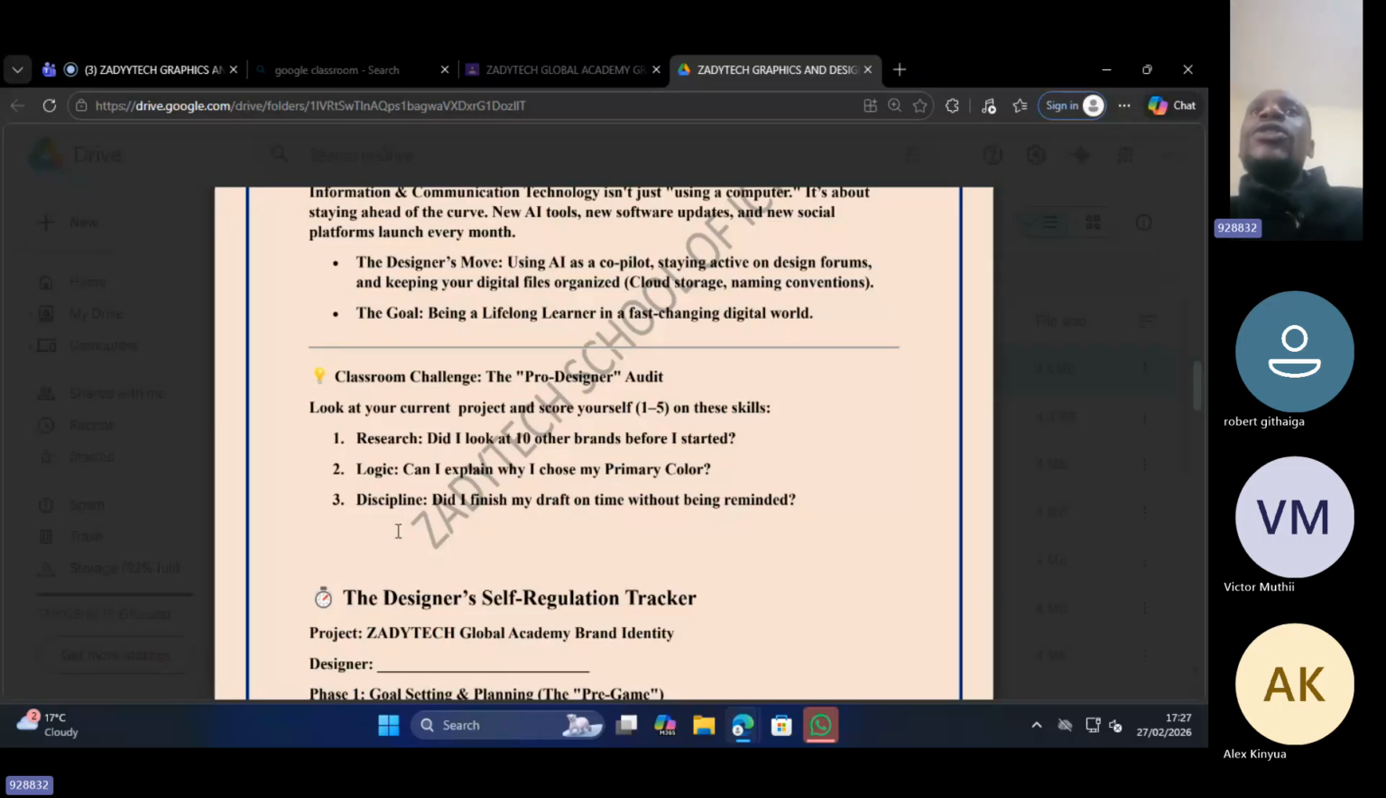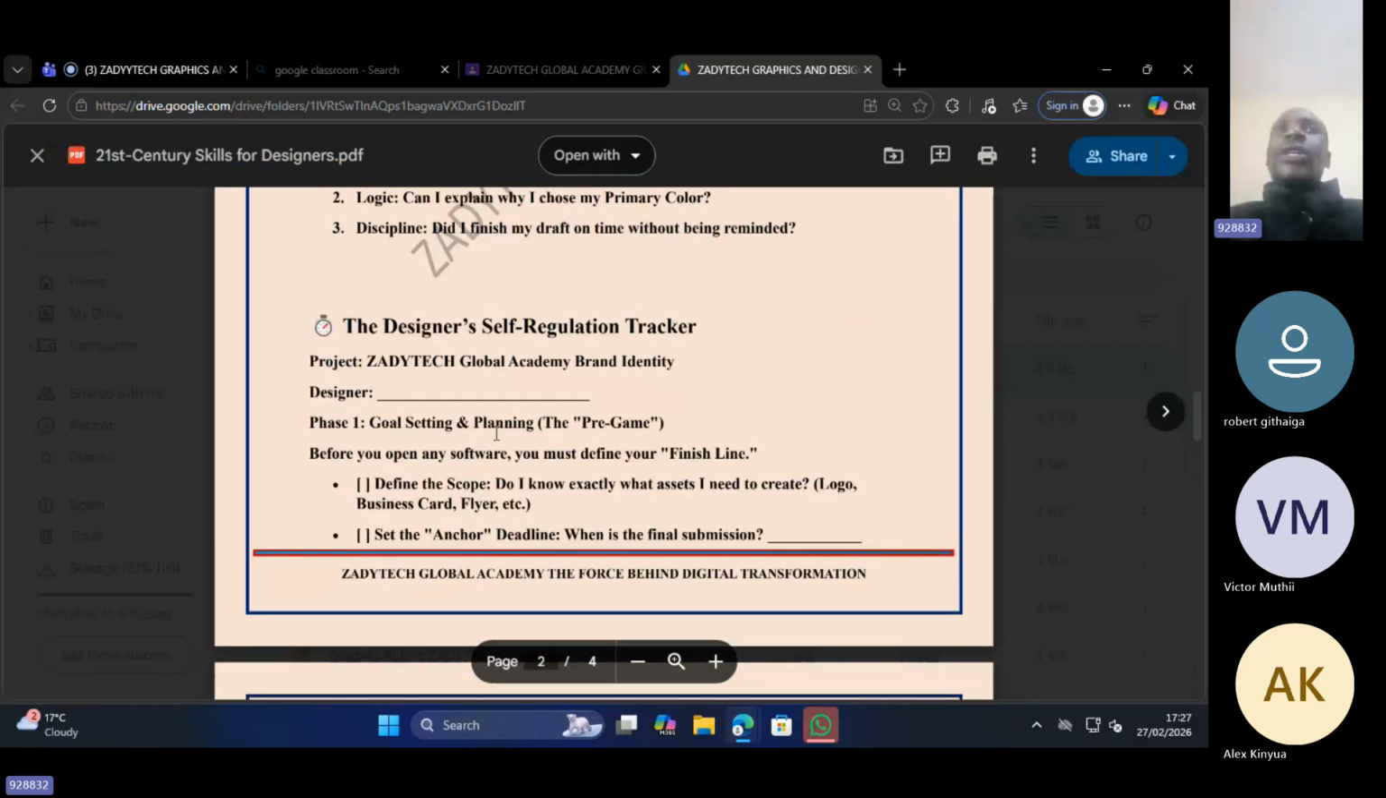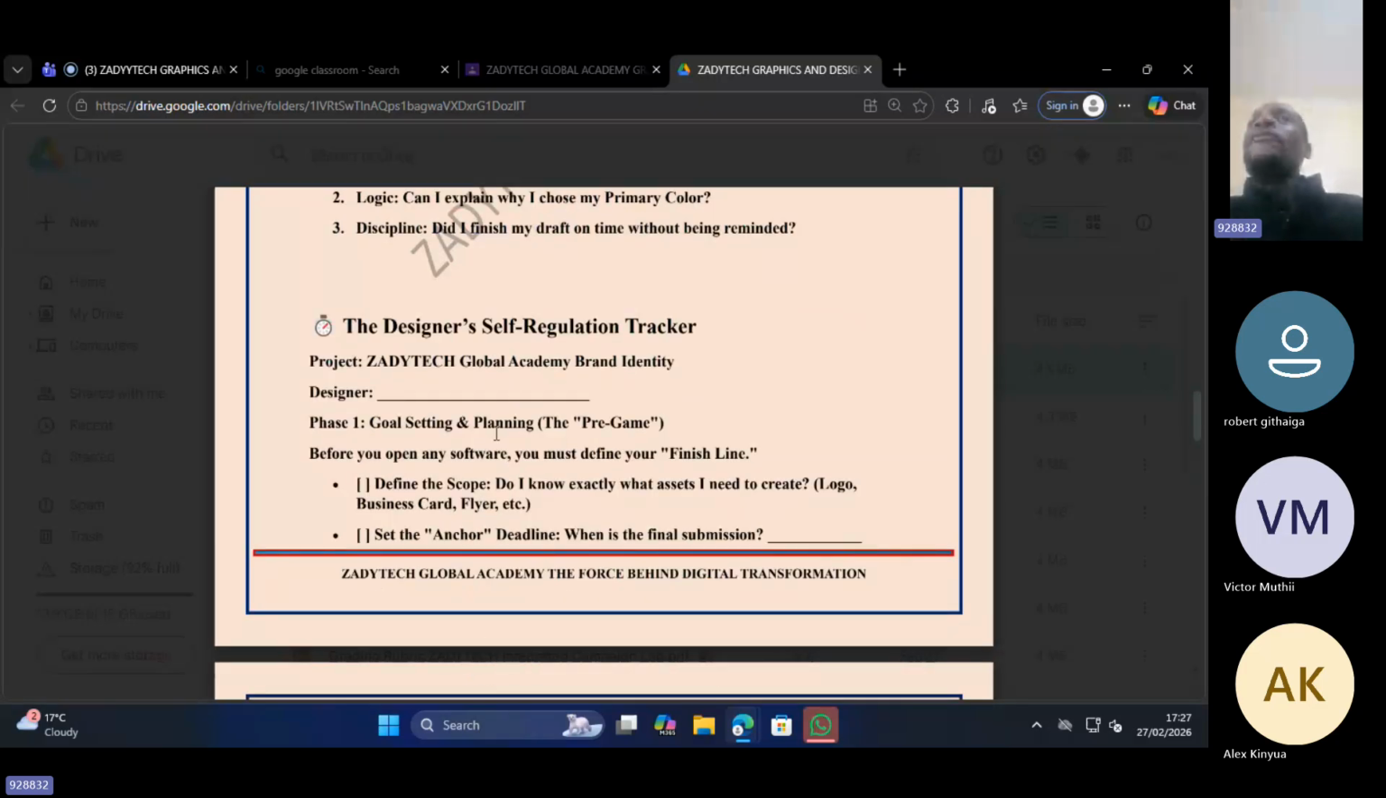So here down you have the designer's self-regulation tracker. Remember that I talked about self-regulation. Self-regulation is that process of being accountable, being accountable about your actions, about your work, about your personal life and professional life. You are taking responsibility for each and every happening in your personal life or in your workflow. Make sure that you are very, very accountable.